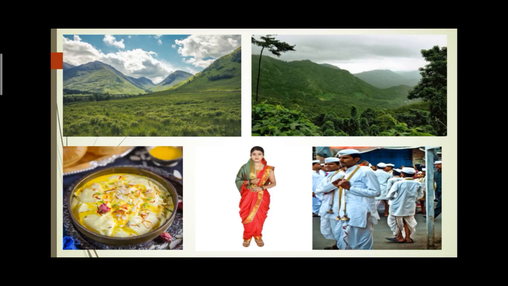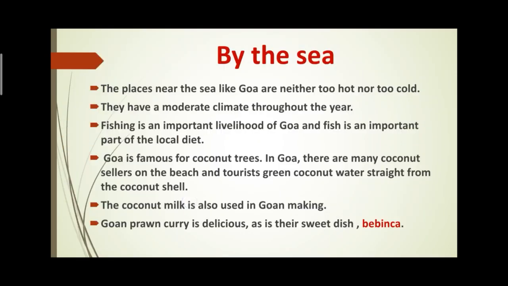In this picture, the first two pictures are of the Western Ghats, which look very beautiful, and the third picture is Shrikhand, and the fourth and fifth pictures are the traditional dress of Maharashtrian people. By the sea, on the third day of traveling, they reached Goa. Goa is a state in western India with coastal lines stretching along the Arabian Sea.